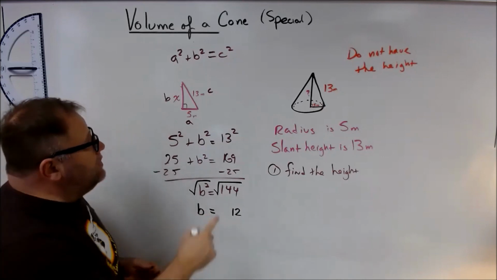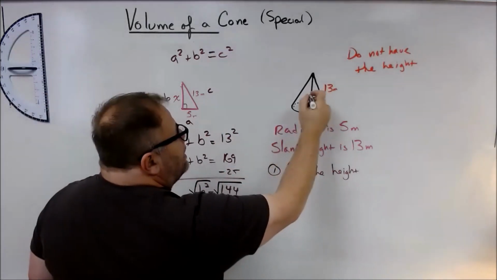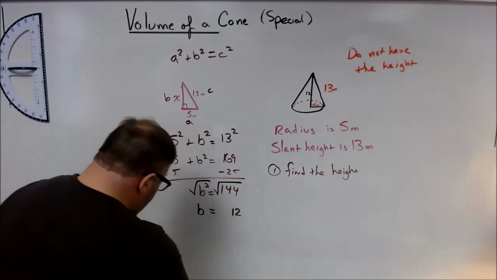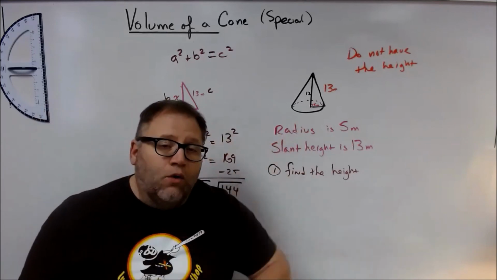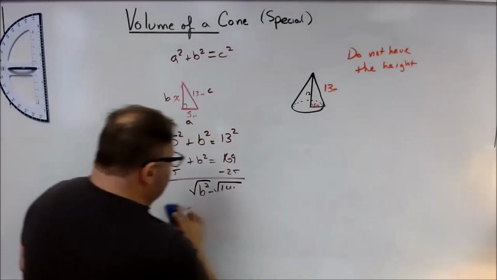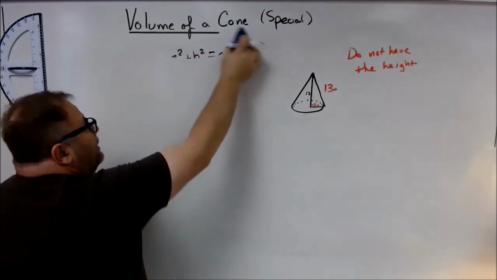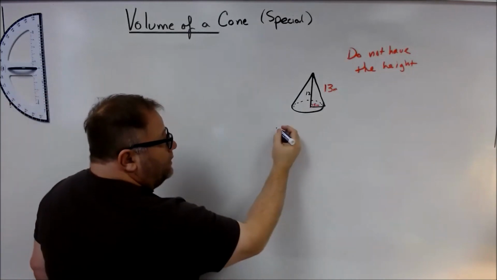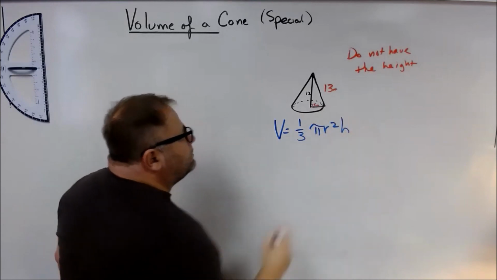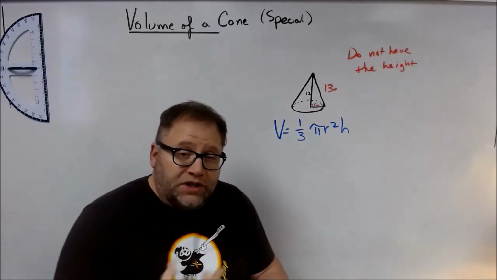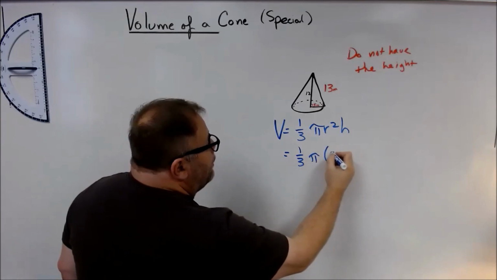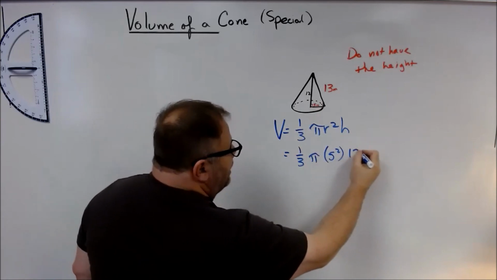Now don't forget what b is. b is the height of that cone. Because we have that, now we can go to the volume formula. The volume formula is going to be really simple. Volume equals 1/3 pi r squared height. I have the pieces, put the pieces in, do the calculation. 1/3 pi 5 squared, that's the radius, times the height.